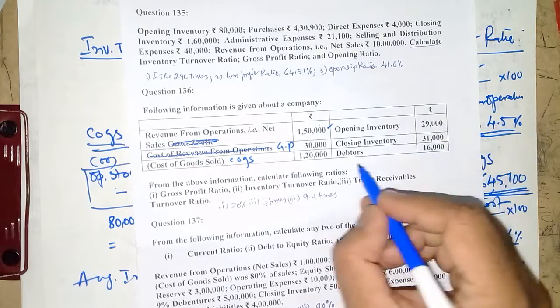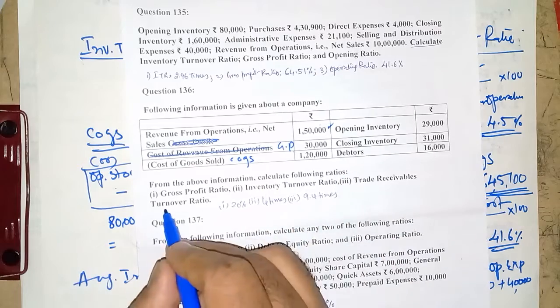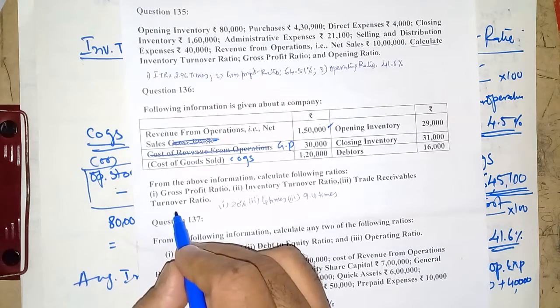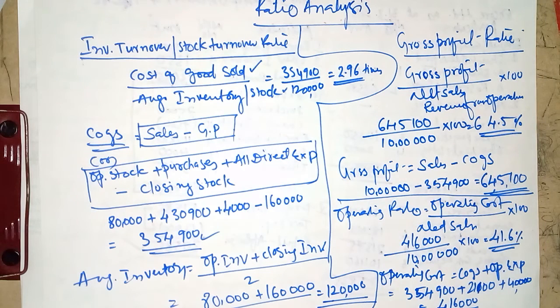Opening inventory, closing inventory, and debtors are also given in the question. From the above information, calculate the following ratios: gross profit ratio, inventory turnover ratio, and trade receivable turnover ratio, that is debtors turnover ratio. So how to calculate these ratios? We will calculate them from the information provided. The information available is very important. Based on the information availability, we will proceed with the problem.